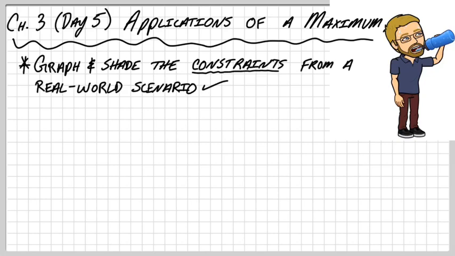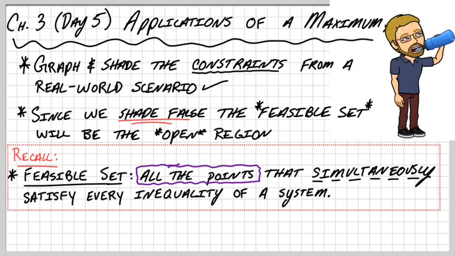For starters, we know how to graph and shade the constraints from a real-world scenario. Yes, we know how to do that now. Since we shade false in our method, the feasible set is going to be the open region when we're done. We're going to have this weird-shaped open region. And remember, the definition of the feasible set is all the points that work or satisfy the system.